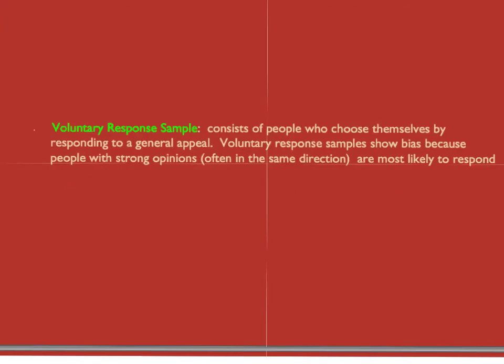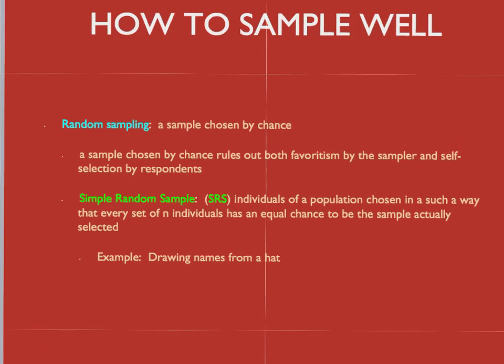Voluntary response samples consist of people who choose themselves by responding to a general appeal. Voluntary response samples show bias because people with strong opinions, often in the same direction, are most likely to respond. Write-in and call-in opinion polls are good examples of voluntary response samples.